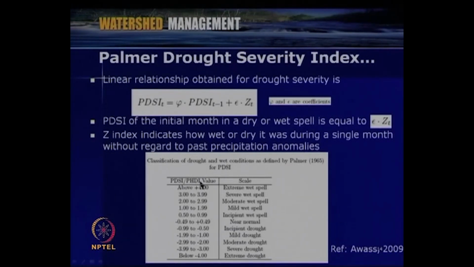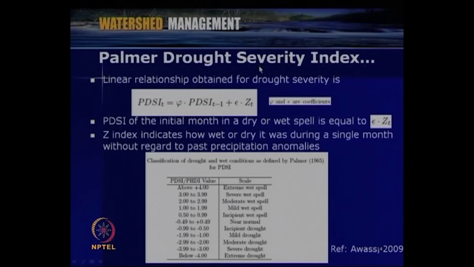So, PDSI or PHDI value: above 4 it is an extremely wet spell, so much rain is there; between 3 to 3.99 severe wet spell, then 2 to 2.99 moderate wet spell, 1 to 1.99 mild wet spell, then 0.5 to 0.99 incipient wet spell, minus 0.49 to 0.49 near normal, and minus 0.99 to minus 0.5 incipient droughts, then minus 1.99 to minus 1 mild droughts, minus 2.99 to minus 2 moderate droughts, minus 3.99 to minus 3 severe droughts, and below minus 4 extreme drought. So, as given in the reference Avas 2009.